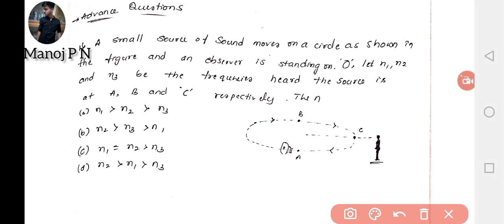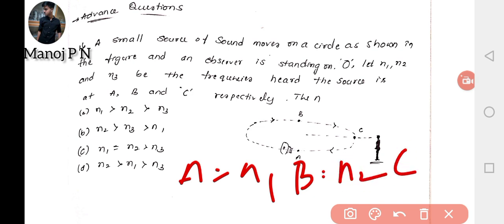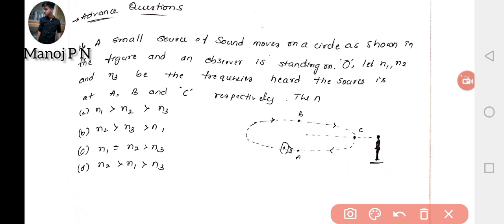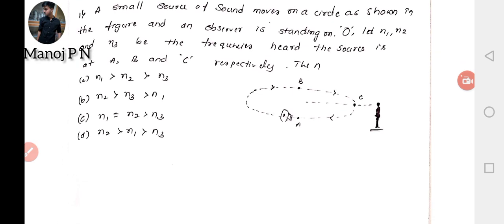A small source of sound moves on a circle as shown in the figure, and an observer is standing at O. Let N1, N2 and N3 be the frequencies heard when the source is at A, B, C. So, what is the data we can get? At point A, the frequency is N1, at point B the frequency is N2, and at point C the frequency is N3. They're asking what is the frequency order.